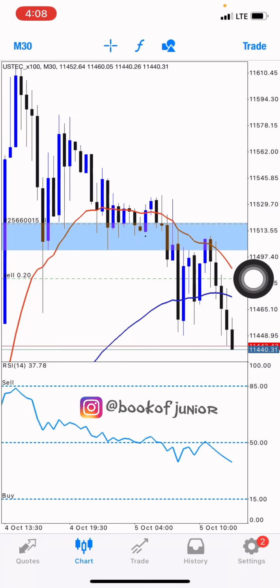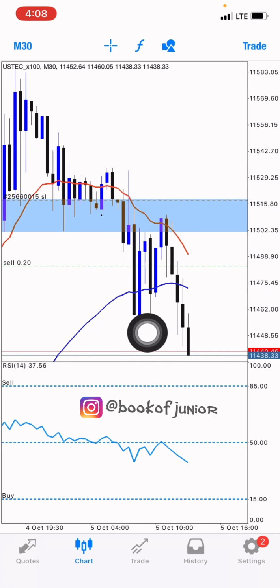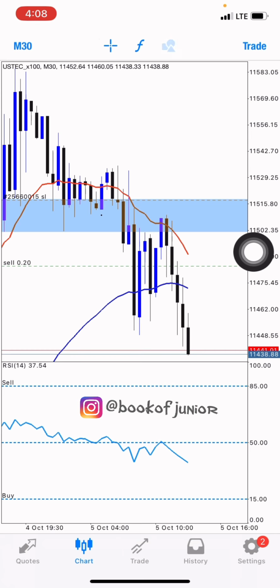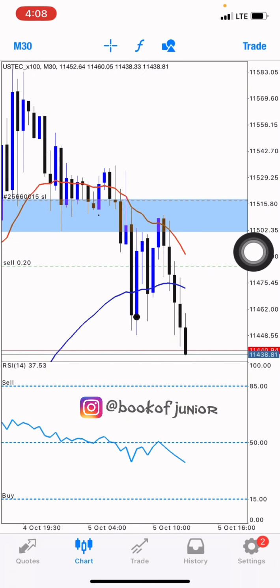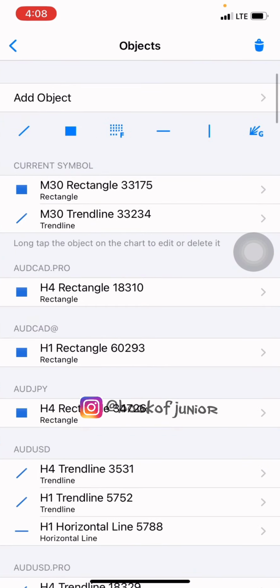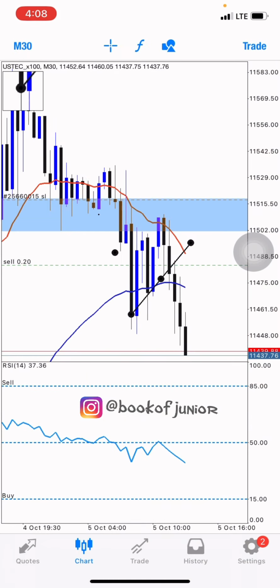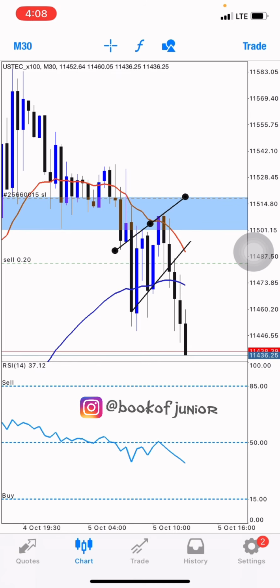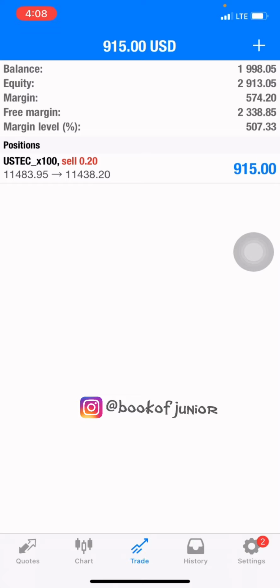Even when I wanted to draw there, I would draw something like this to form a flag or something like that. This would be like a flag, as you can see, guys. Price is running very fast, guys. Nasdaq is very volatile when it comes to XNES.